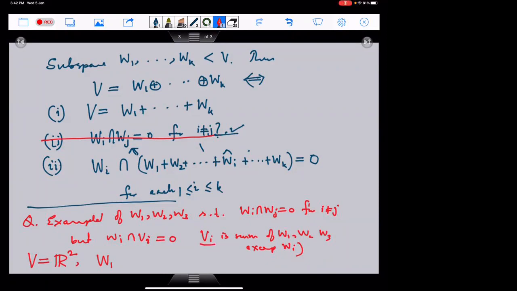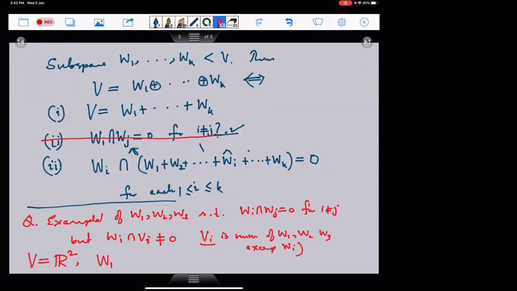But sir, we are looking for a counterexample. We have already taken Wi intersection Wj equal to 0. Correct. But this is true, but this is not true. So I'll cut-cross it. That is right. This is what you mean. Fine. What is your W1?